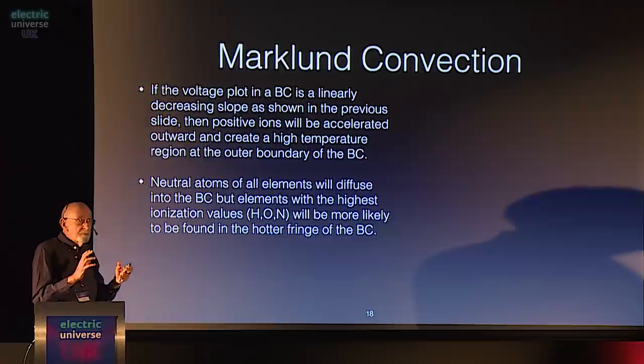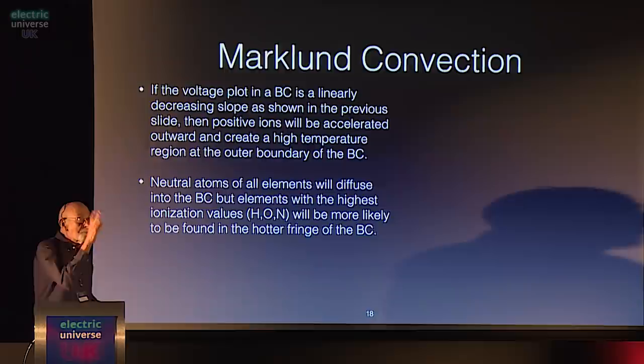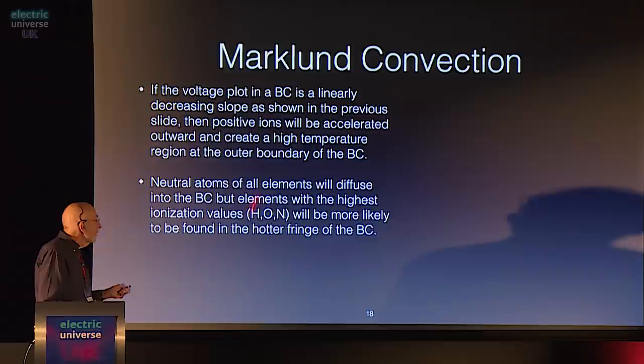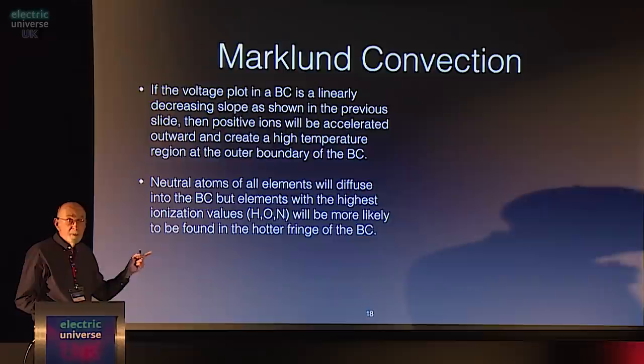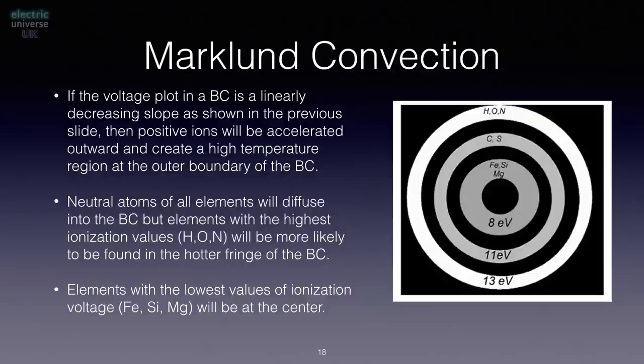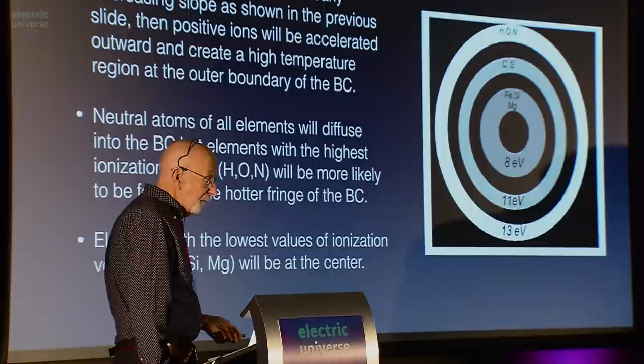It's got a gazillion electrons, and it's very easy to pop one out. So it turns out that iron will be found in the cooler part, the center. And hydrogen, oxygen, and nitrogen will be found on the outside. So says Markland, anyway. Well, I kind of like that because that results in something that looks very similar to a Birkeland current. And it says that elements with the lowest values of ionization will be at the center, but the hydrogen, that's the important one, will be found in the periphery.